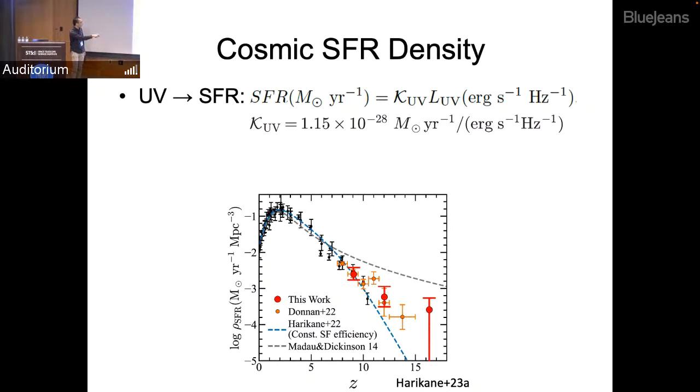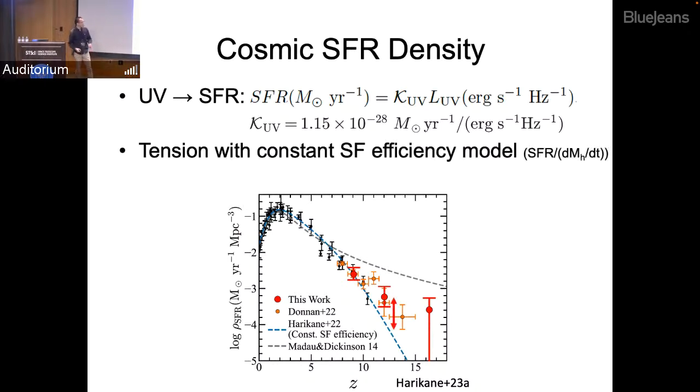This figure shows the star formation rate density as a function of redshift, and this red circle shows the JWST observations. Please compare this JWST observation with this blue dashed line. This blue dashed line is a model assuming constant star formation efficiency across redshift, which I showed in the introduction. As you can see, this model can nicely reproduce the redshift evolution trend from redshift 0 to 10. However, this model starts to underpredict the star formation rate density at redshift beyond 10. So there is a tension between the JWST observations and the model predictions.